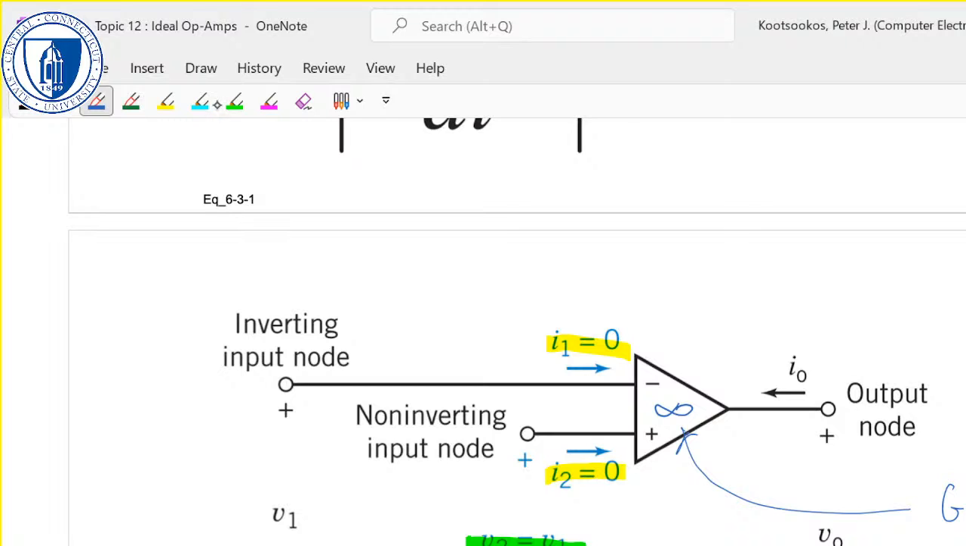What this equation here says is if the gain is infinite and there's any difference at all between V2 and V1, then the voltage output is infinite. And that just doesn't happen. That can't happen. The only way that can't happen is if V2 is always equal to V1.